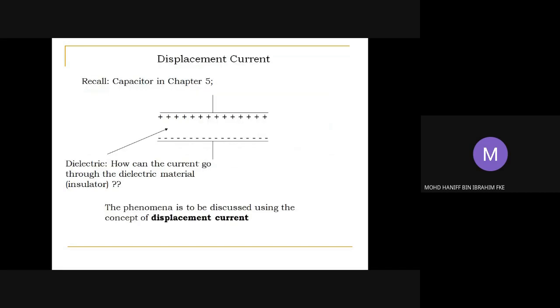All right, let's have a look at displacement current. In order to discuss displacement current, we need to revisit the concept of the capacitor that we learned in chapter 5. In this case, I'm using a parallel plate capacitor connected to the outer circuit.